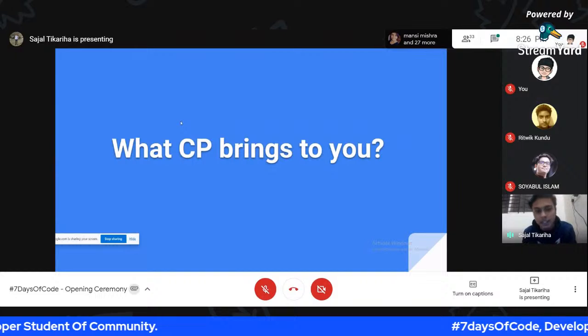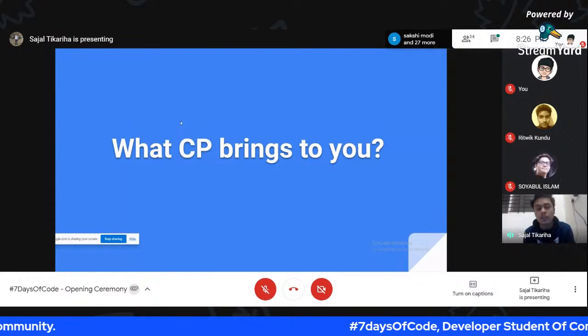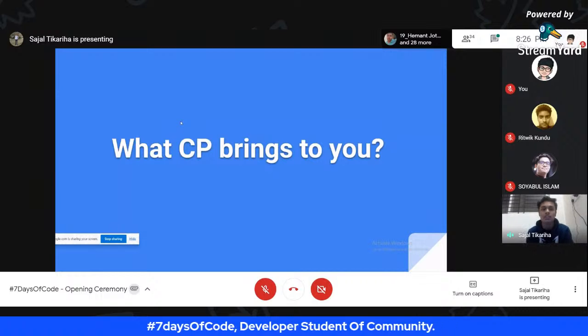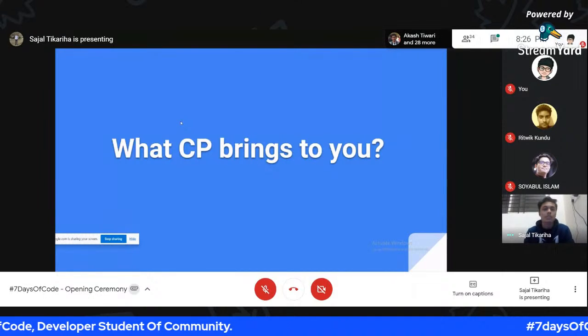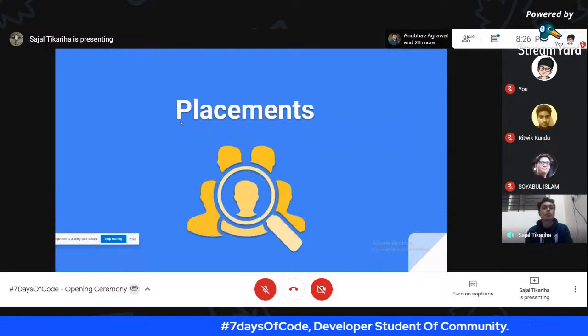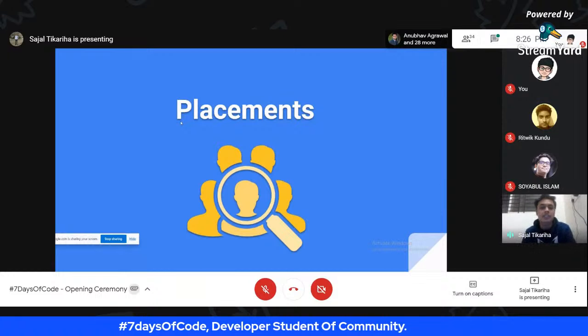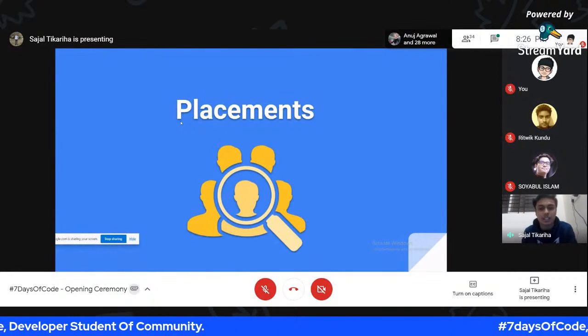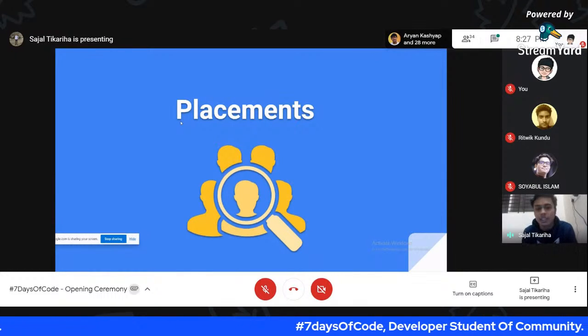So why is it that we have lots and lots of people going for CP, but not producing the best of competitive programmers, right? So what CP brings to you? I'll be answering these questions. So first, it's the placements, and it's the most important thing in Indian tradition, actually, I guess. So yeah, doing CP will really boost you for placements.